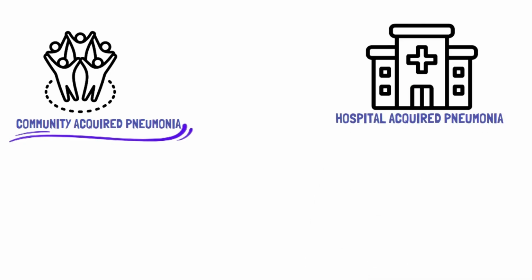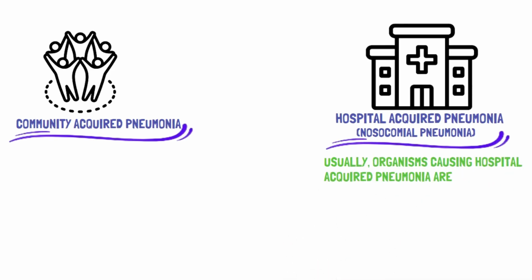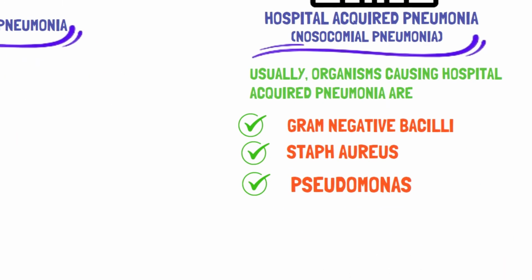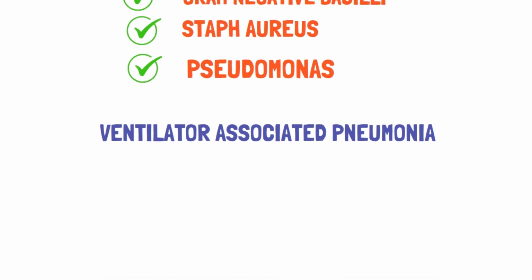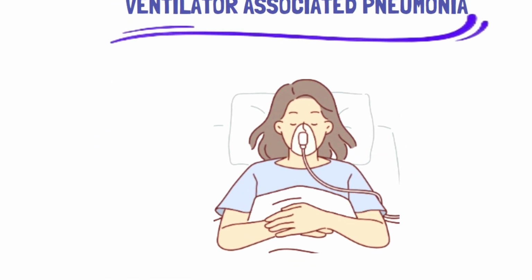Pneumonia may also be grouped into community-acquired pneumonia and hospital-acquired pneumonia, which is also known as nosocomial pneumonia. Now, hospital-acquired pneumonia is acquired in the health facility or the hospital. This may be found in immunocompromised patients who are already hospitalized for other conditions. Usually, organisms causing this type of pneumonia are gram-negative bacilli, Staph aureus, and Pseudomonas. And there is a subset of hospital-acquired pneumonia called ventilator-associated pneumonia. This develops when ill individuals are connected to a ventilator.